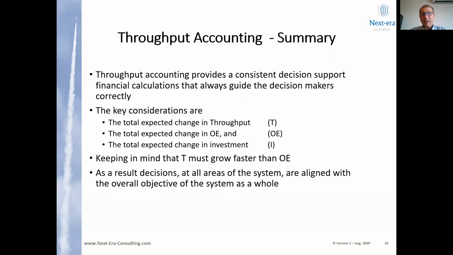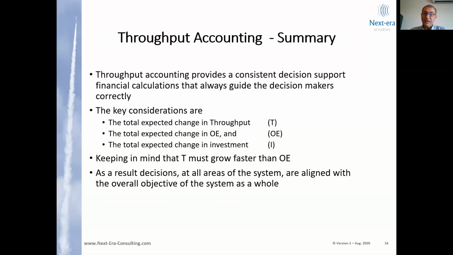Summary. Throughput accounting provides consistent decision support financial calculations that always guide the right decisions. The key considerations are the change in throughput, the change in operational expenses, and the change in investment. Keeping in mind we need to make decisions that deliver a faster rate of growth of throughput in comparison to the rate of growth of operational expenses.